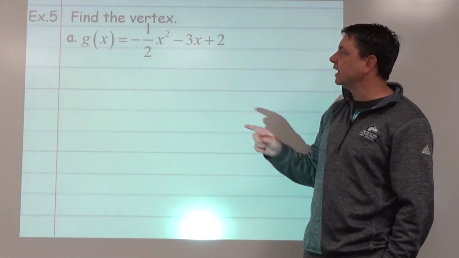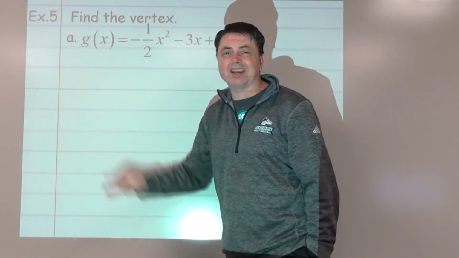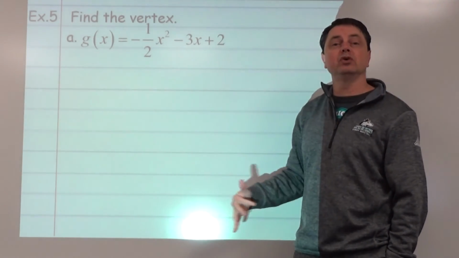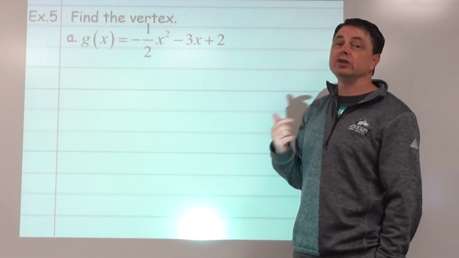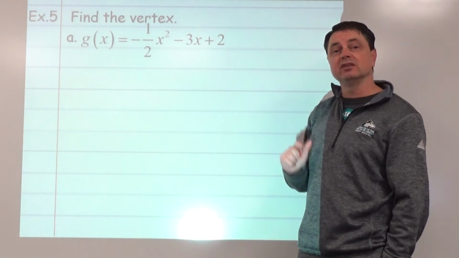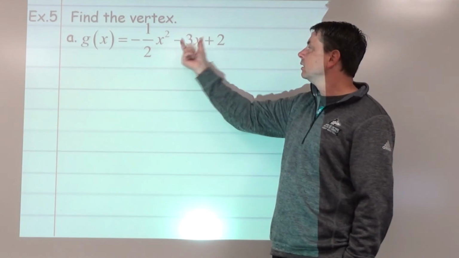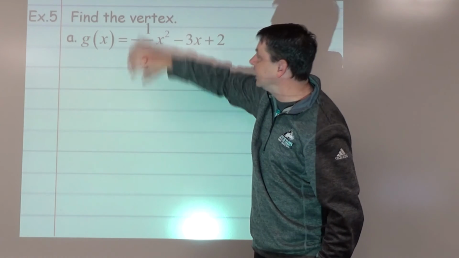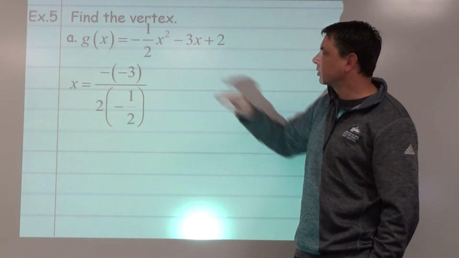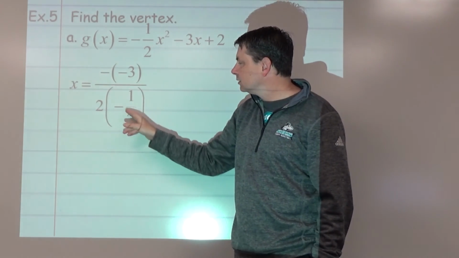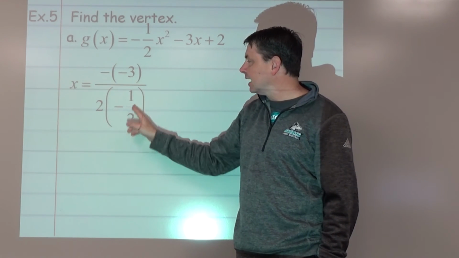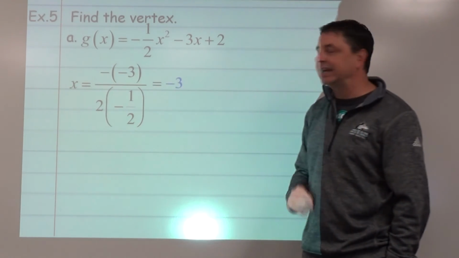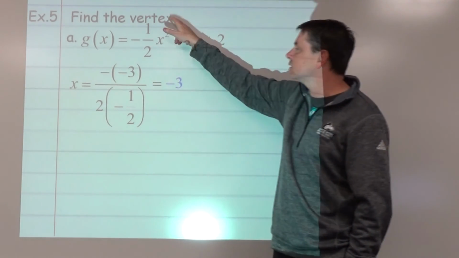Example 5, part A, find the vertex. So we are back in standard form, ax squared plus bx plus c. Just like we would do if we were graphing, we're going to use the x equals opposite of b divided by 2a formula. The opposite of b would be 3 divided by 2 times the a. So 3 divided by, well, positive times a negative is a negative. Half of 2 is 1, so we're talking about negative 1. Positive 3 divided by negative 1 is negative 3. That's the x-coordinate of the vertex.